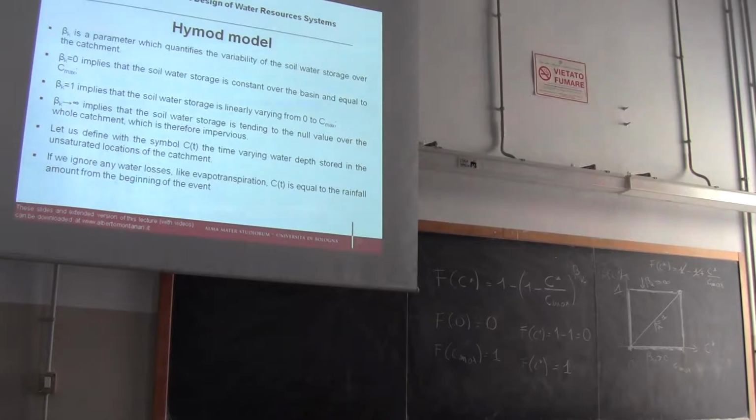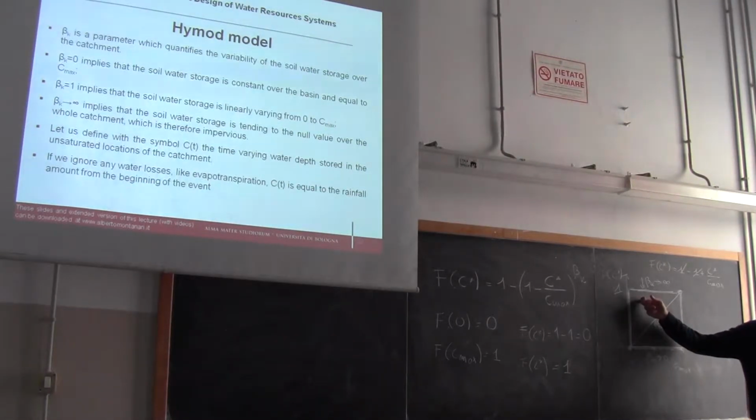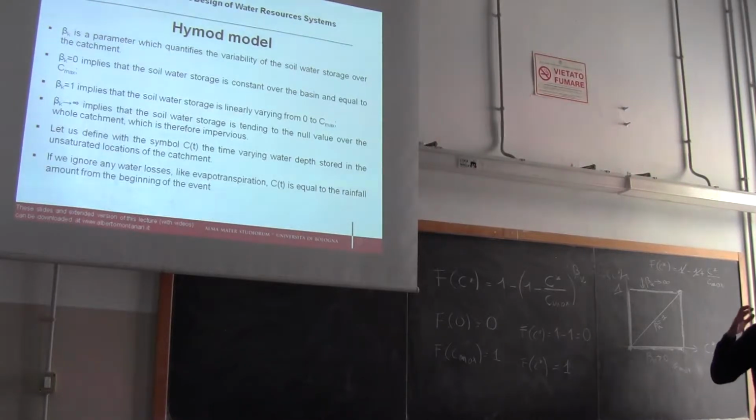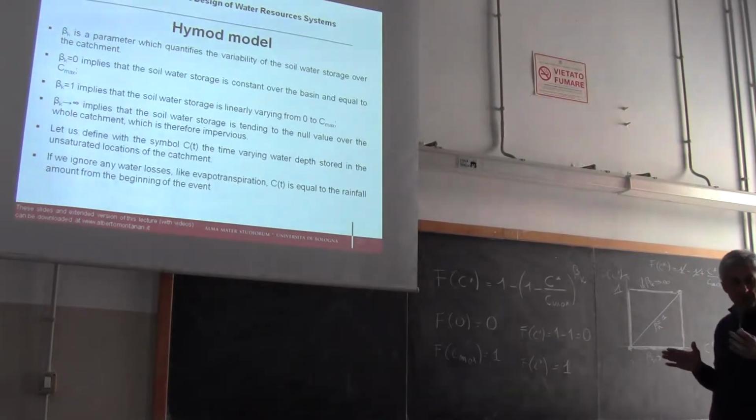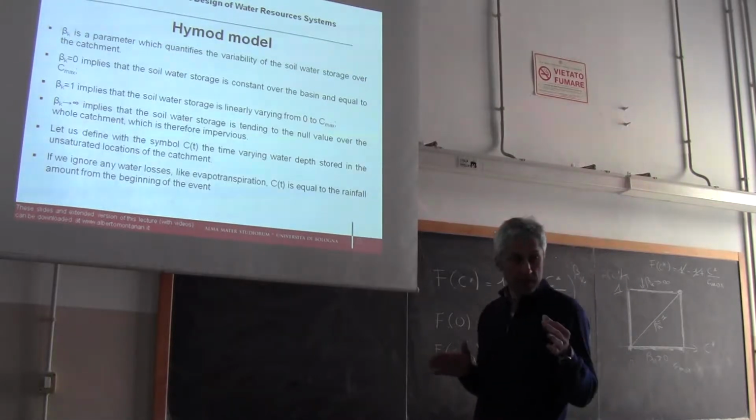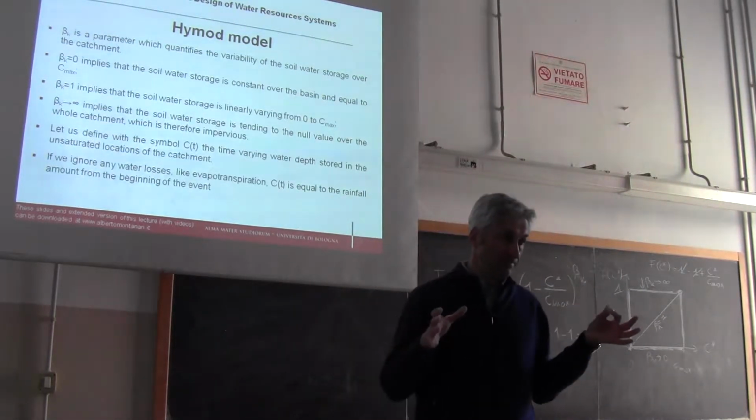What does this mean? It means that whatever is the value of C star, whatever is the value of your storage, the fraction of the catchment with lower or equal storage is always equal to 1, which means that storage is everywhere 0. And therefore also C max should be 0. So the catchment is completely impervious, 0 storage.